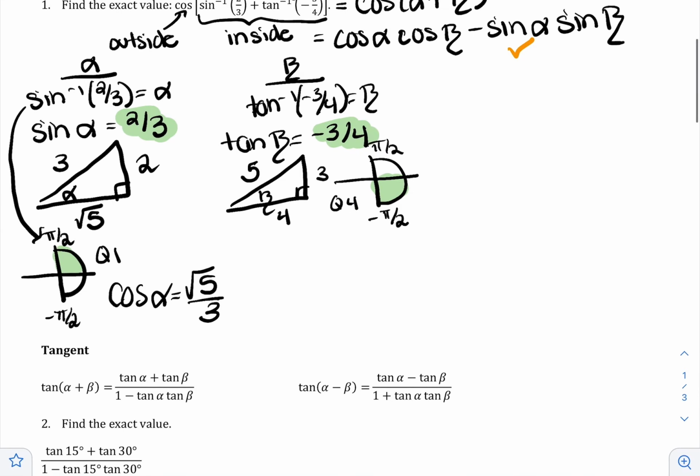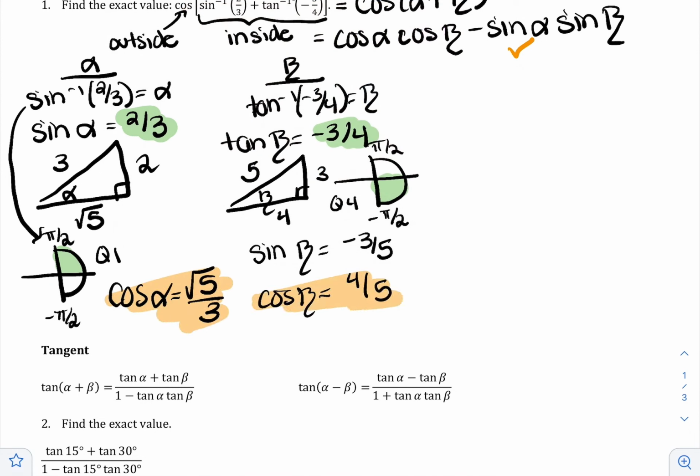Knowing the triangle and knowing the quadrant, I can find sine and cosine. So the sine of beta is going to be a negative 3/5. And the cosine of beta is going to be a positive 4/5, because sine is negative in quadrant 4 and cosine is positive. And now I have all 4 of my ratios: this one, this one, this one, and this one. So now I just plug in.